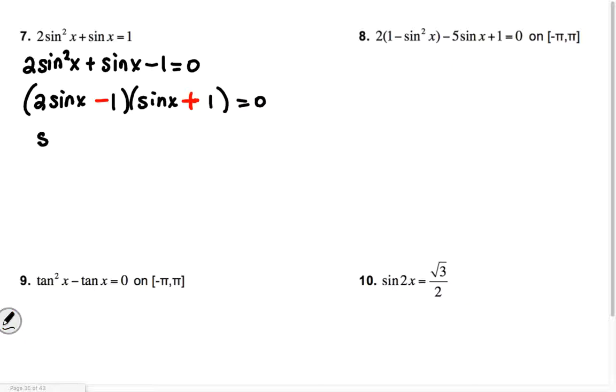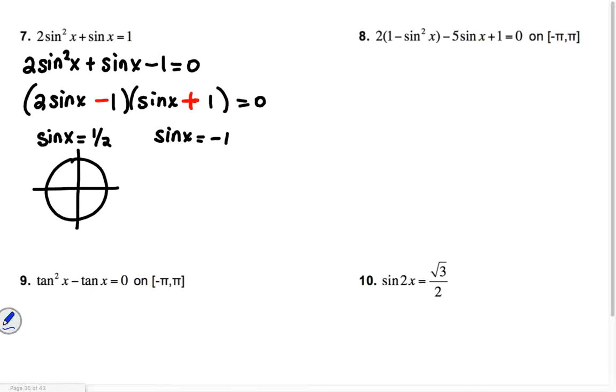So when I set each piece equal to 0, I get sine of x equals 1/2, and I have sine of x equals negative 1. So I just set each one equal to 0. I added 1 over, divided by 2. I subtracted 1 over, right? So on my unit circle, sine of x is equal to 1/2 here and here. So those are like the pi over 6 ones, the 30-degree ones, right? So I'm going to have x equals pi over 6 and pi over 6 away from pi, 5 pi over 6.